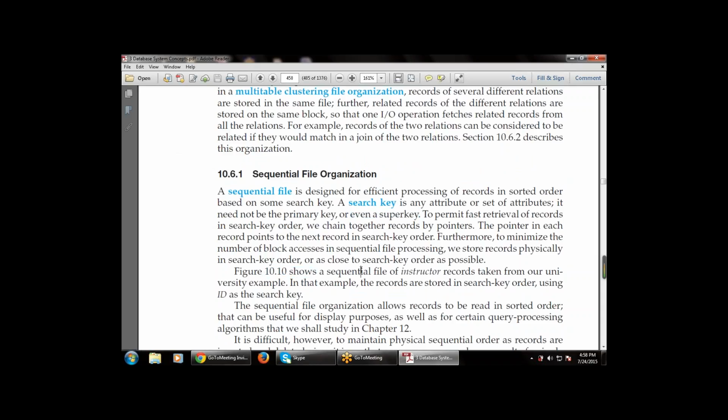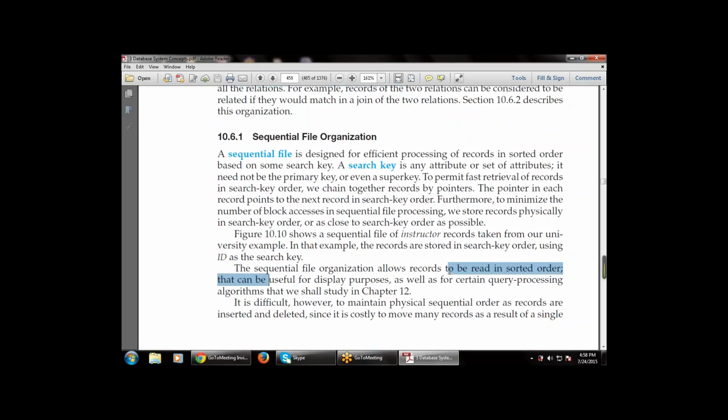Figure 10.10 shows a sequential file of instructor records taken from our university example. In that example, the records are stored in search key order using ID as the search key. The sequential file organization allows records to be read in sorted order, which can be useful for display purposes. That is, they can be read out one after another in sorted order.